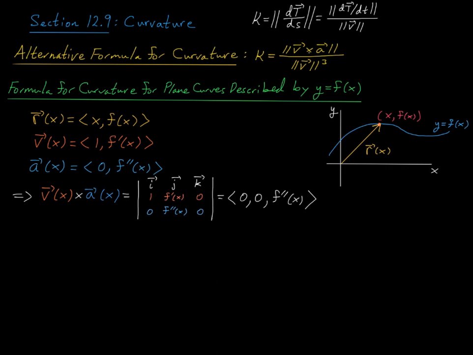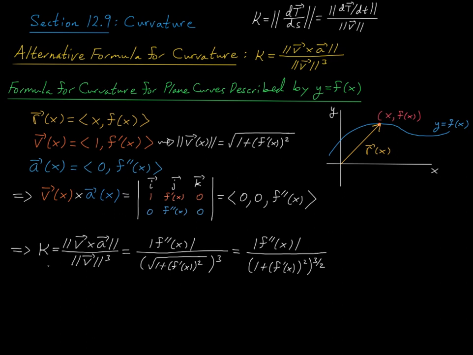And now I'm going to find the cross product of the velocity and the acceleration. So for the velocity, well, the i component's 1, the j component's f prime of x, and the k component is 0. And then likewise the acceleration vector, well, i component 0, j component's f double prime of x, and the k component is 0. Now to compute this determinant, you just expand as usual, and you wind up getting 0, 0, and then f double prime of x.